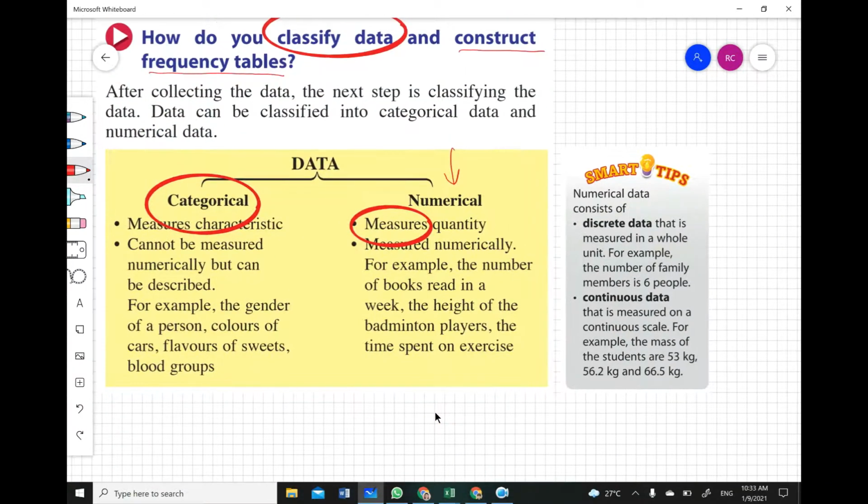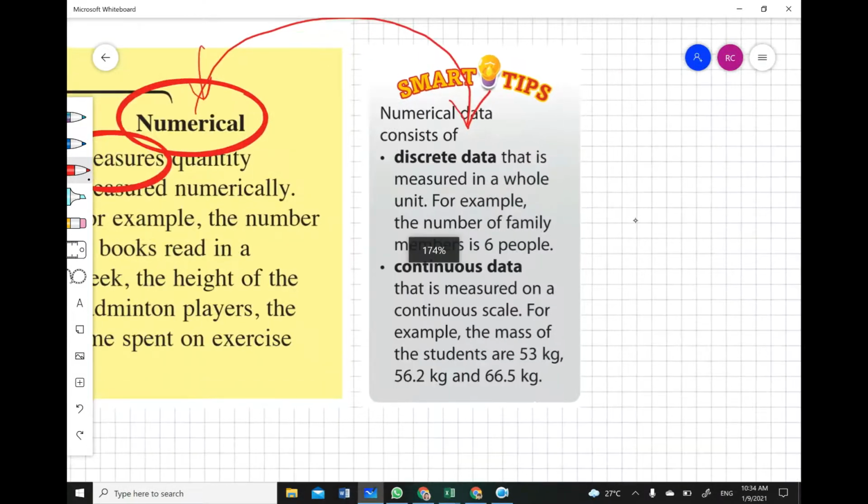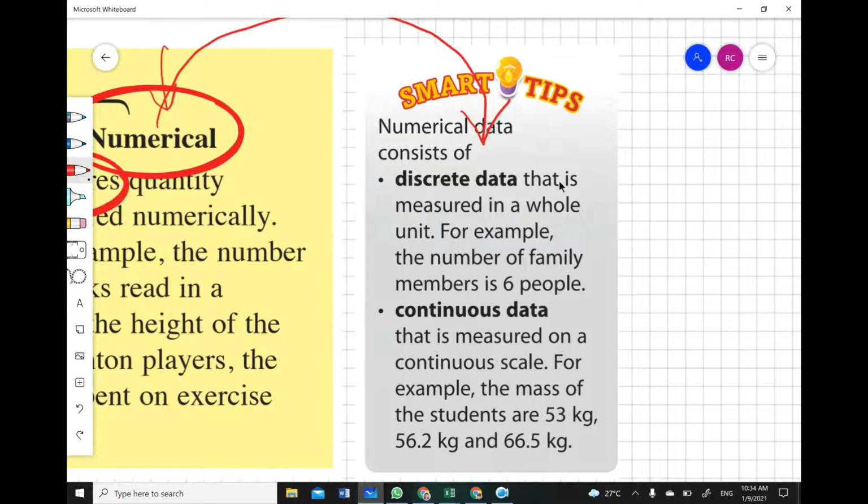Besides categorizing it as categorical and numerical over here, we are going to see the numerical data. It consists of these two. Numerical data can be classified as discrete data or continuous data. So let us look at the difference of these two. Discrete data is measured in a whole unit. For example, the number of family members is 6 people. So we call it discrete data. Okay, it's a very clear data, discrete. We know the number of it.